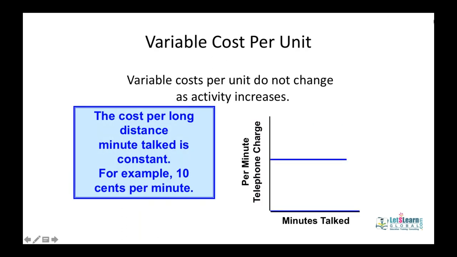Variable cost line. See, in all the activity levels, it was $5 only. So per unit, it is the same. So variable costs per unit do not change as the activity increases or decreases.